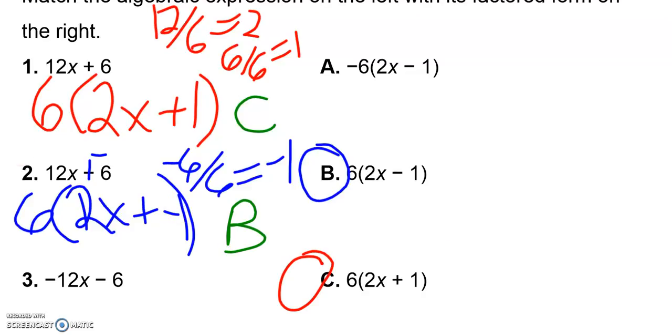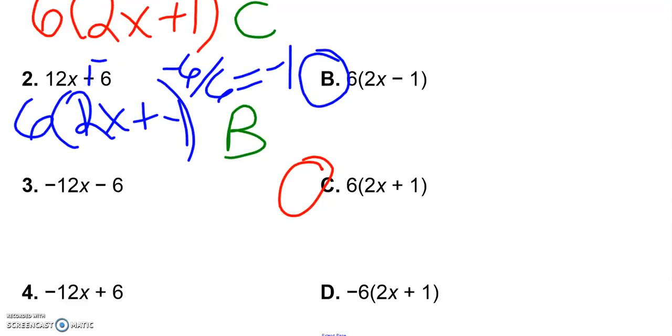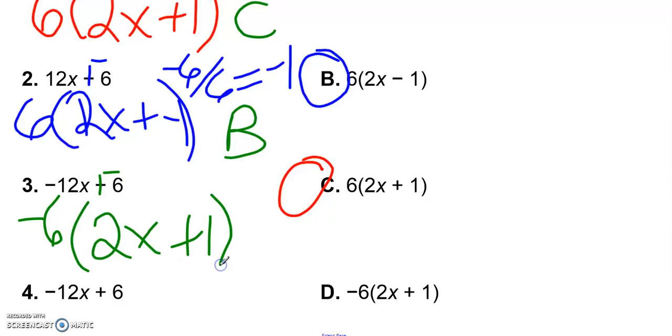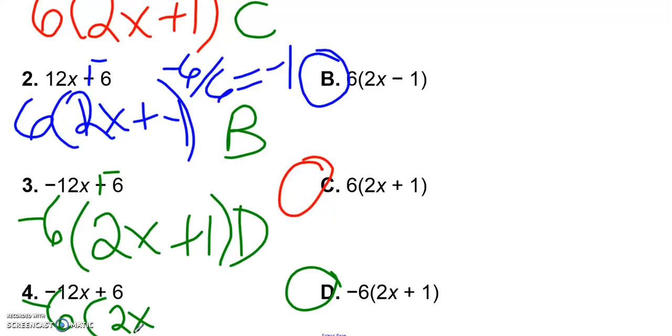Actually, I might as well just do all of them, so you know all the answers. For this one, I'm going to factor out a negative 6, because negative 6 goes into both of those. So we're left with 2x, and if I factor out a negative 6, the negative 6 turns into a plus 1. So D goes here. And for the last and final one, I'm going to factor out a negative 6 again. That gives me a 2x, and then 6 divided by negative 6 is going to be negative 1, so minus 1. And that is A. So A goes here.